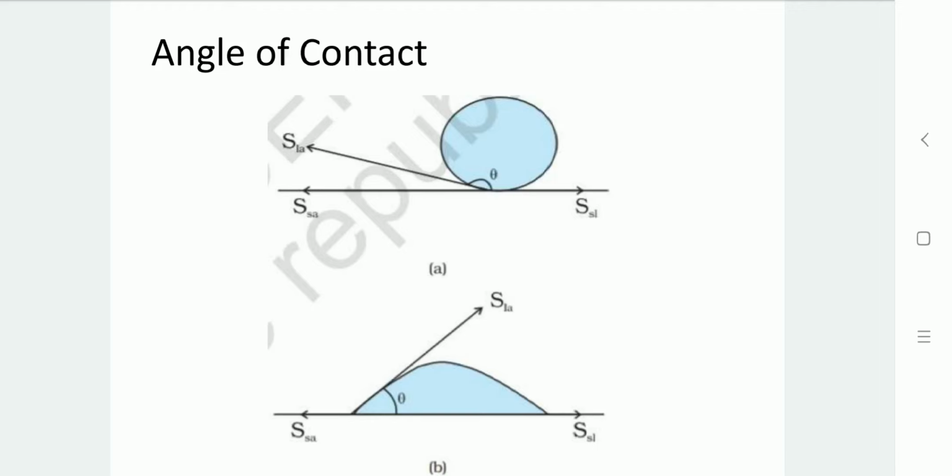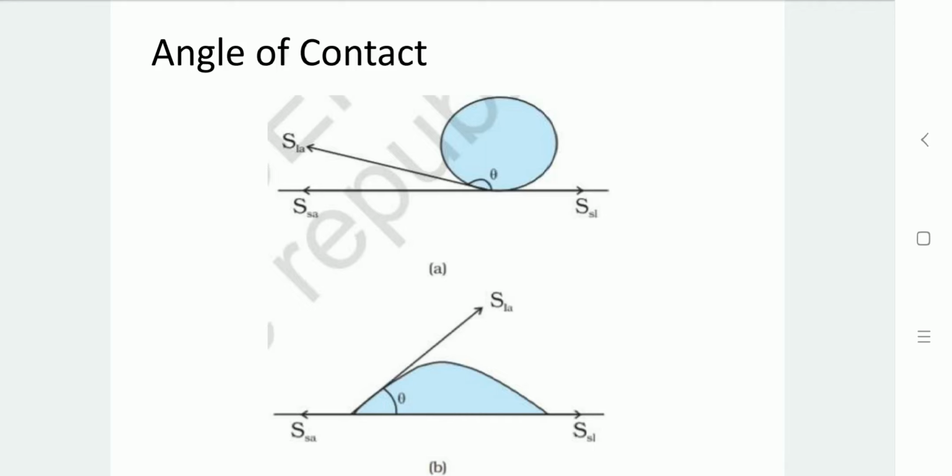So consider three interfacial tensions at all three interfaces: liquid-air, solid-air, and solid-liquid. That is surface tension between liquid and air, S_LA, between solid and air, S_SA, and between solid and liquid, S_SL. At the time of contact, the surface forces between these media are in equilibrium. In the diagram, all these three components are defined: S_SL, S_SA, and S_LA.